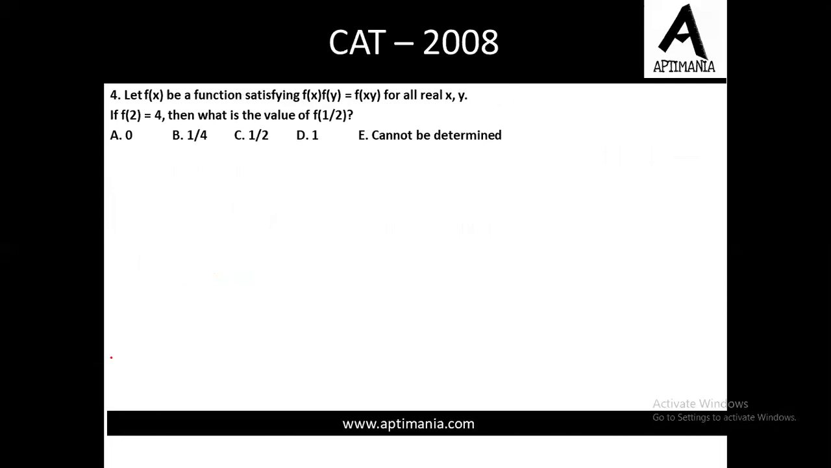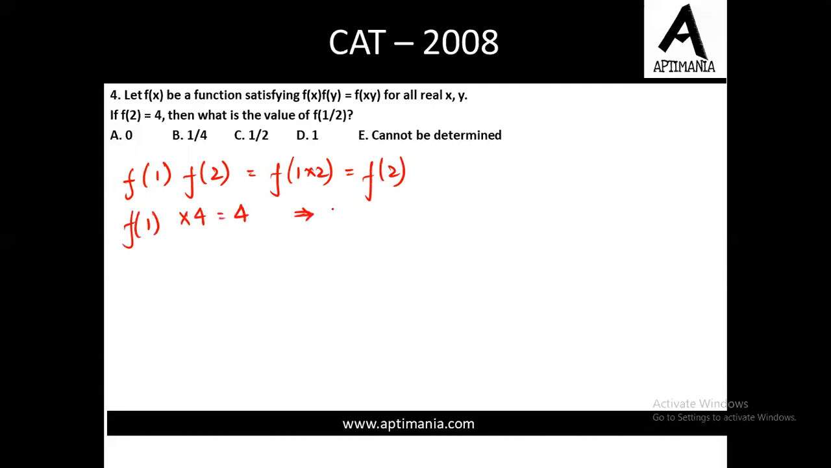What is given to us is f(x) be a function satisfying f(x) f(y) equal to f(xy), right? And f(2) is given to us. So what we'll do is, in this case, we'll try to put x equals 1 and y equals 2. So this will be f(1) into f(2) equals f(1 into 2), which is equal to f(2). Putting the value of f(2), we'll have f(1) into 4 equal to 4. This will give us f(1) equal to 1.